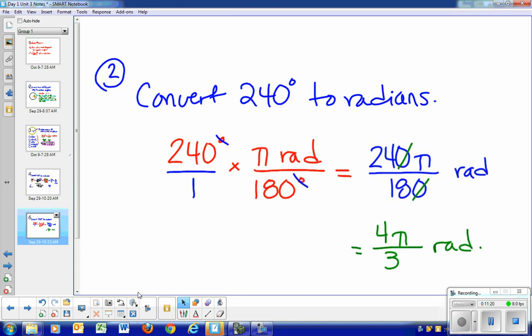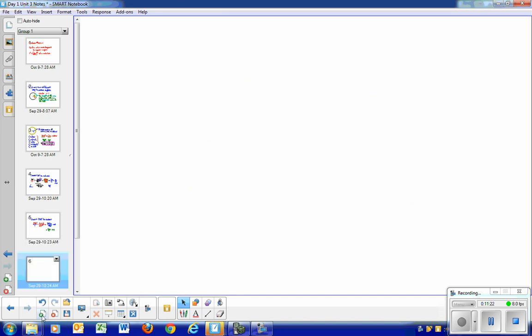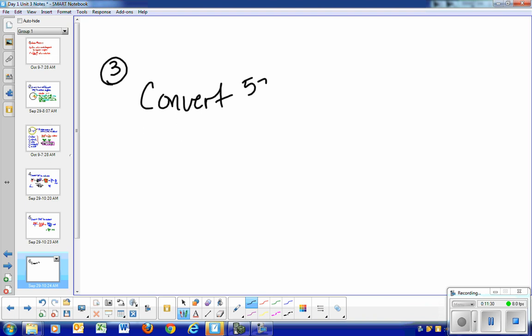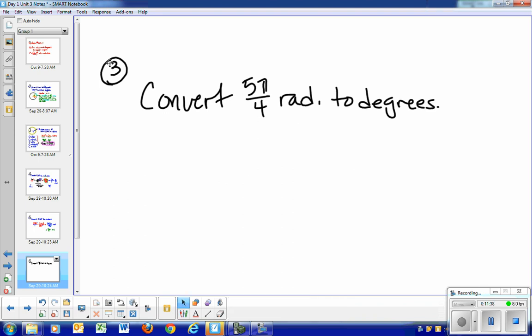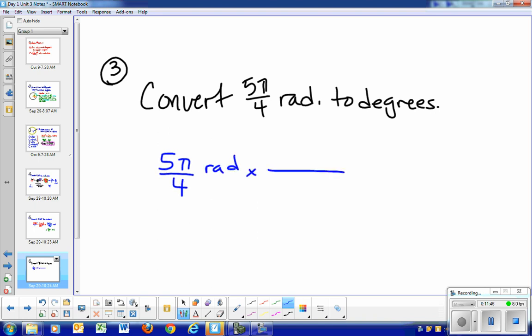The next question we're going to do is our third example, and this is going to be it before we get to that circle in the chart at the end. This example is convert 5 pi over 4 radians to degrees. So if you compare this to the previous two problems, you'll notice that we're starting with radians this time. That's what makes this question a teeny bit different, and we want to end up in degrees.